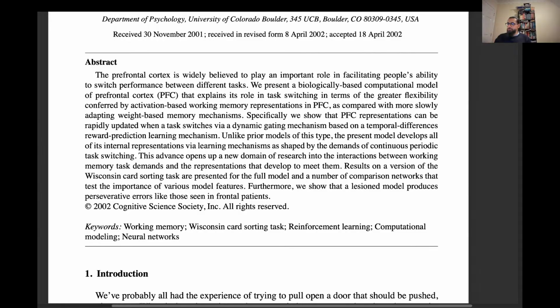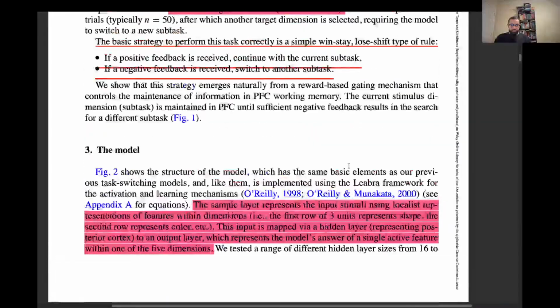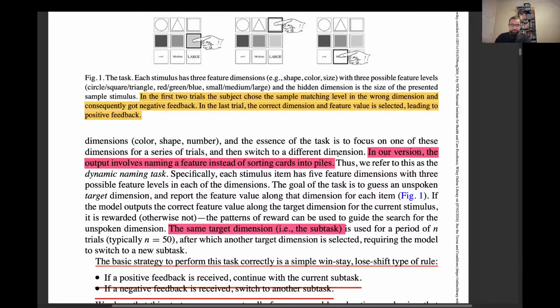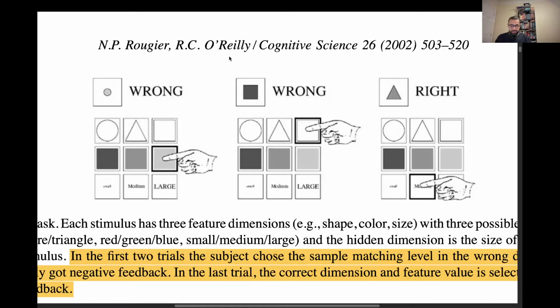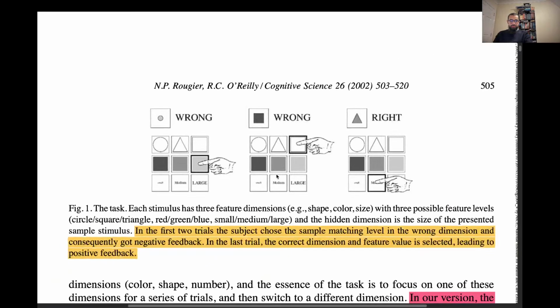So we're gonna go straight into the previous portion, which is discussing the model. It's important that I highlight first and foremost that unlike the typical Wisconsin card sorting task, the participants aren't simply selecting the right shape, form, or number. They actually have to name the correct matching stimuli.